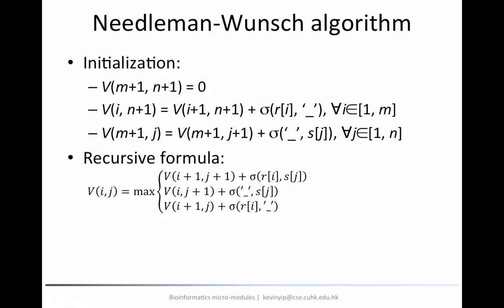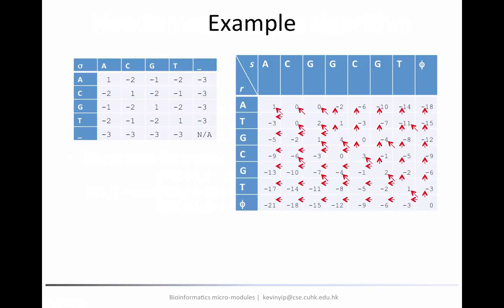And similarly, for the recursive formula, instead of fixing a match to have +1, and a mismatch and indel to be -1, again, we need to look at exactly what kind of match or what kind of mismatch or what kind of indel there is. And then we give the corresponding score according to the scoring matrix. Now let's see a concrete example.